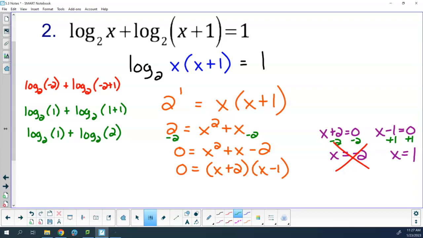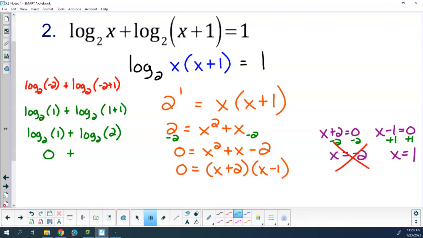Log base 2 of 1. What exponent do I put on 2 to get 1? 0. Okay? So this part here is 0.